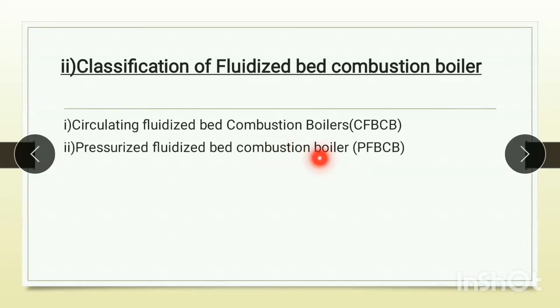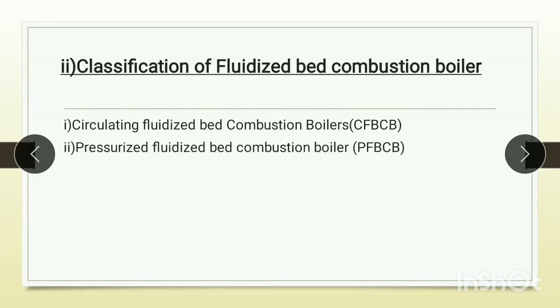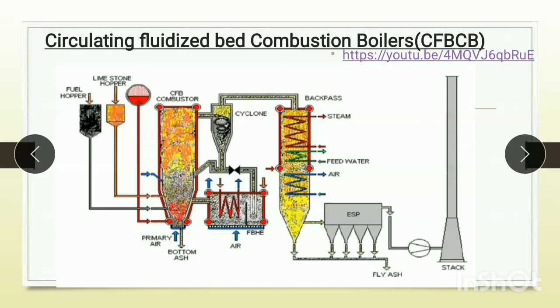The pressurized fluidized bed combustion boiler works under pressure of approximately 10 bar, and the circulating fluidized bed combustion boiler works under atmospheric pressure. The process is the same as the fluidized bed combustion boiler, but the supplying air pressure is different. The first works on atmospheric pressure, and the second works on approximately 10 bar pressure. Okay, so this is the circulating bed combustion boiler.